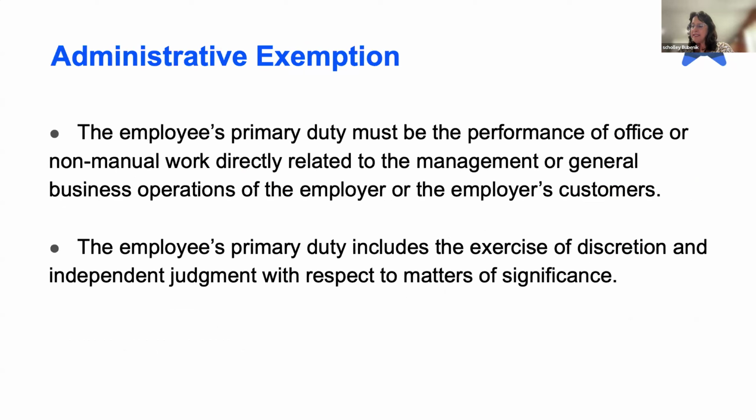The administrative exemption, this is one that we use often for non-management. And the two primary requirements here are that this is non-manual work. So it's office work. So that has to be checked off. But second and most importantly, the primary duty must include the exercise of discretion and independent judgment with respect to matters of significance. And that is a very gray area. So I'm going to provide you with some examples, and this is the area that I think is most confusing and where we see the most misclassifications occur.